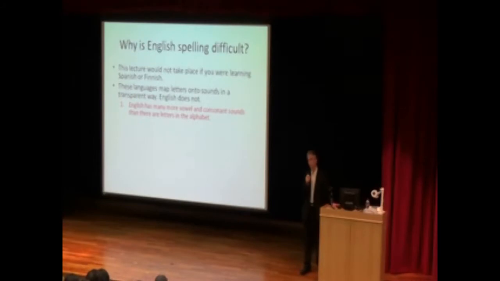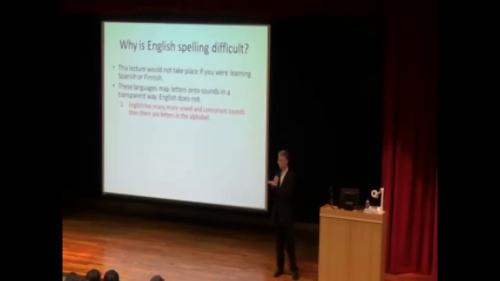So I'm going to give you four reasons why English spelling is difficult. The first reason is English has many more vowel and consonant sounds than there are letters in the alphabet. Why does it have more sounds? Well, that's for a different lecture. This goes back to the history of English. But for the time being, let's just recognize that English has many, many sounds. These other languages like Italian or Spanish or Finnish have fewer sounds.